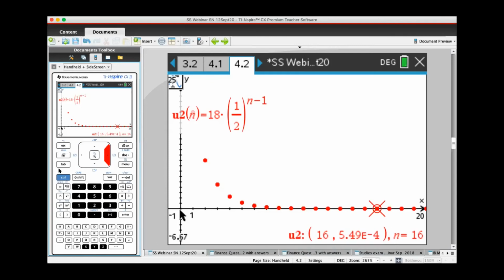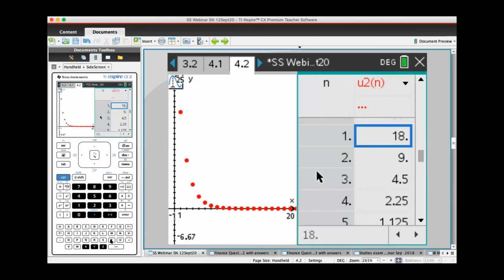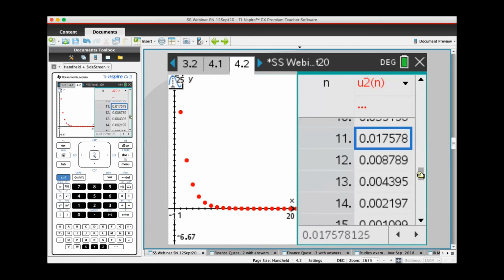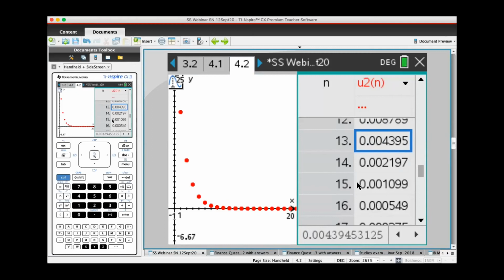No worries. What we could do, we could open up a table here. So if I do Control T, I get a table of values. And because I was confused whether it was 15 or 16, I can scroll down to those values and check the actual values. This one is farther away from 1/1000, but this is not the right answer because this is 0.001099. Well, this is smaller than 1/1000. So the answer is U16.